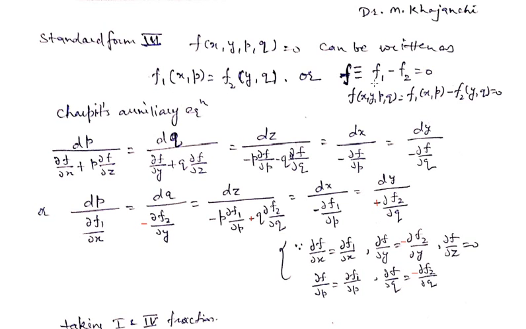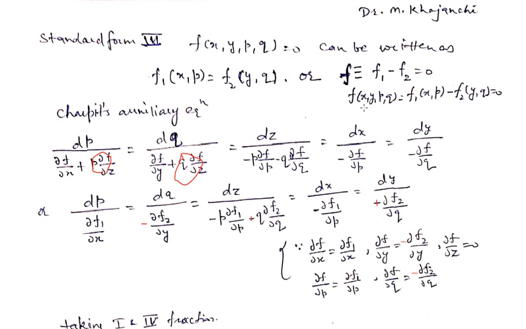From this equation, we calculate the partial derivatives of f with respect to x, y, z, p and q. As z is absent here, del f upon del z is always 0. So this term will be 0 always. This is also 0. So these both are 0.